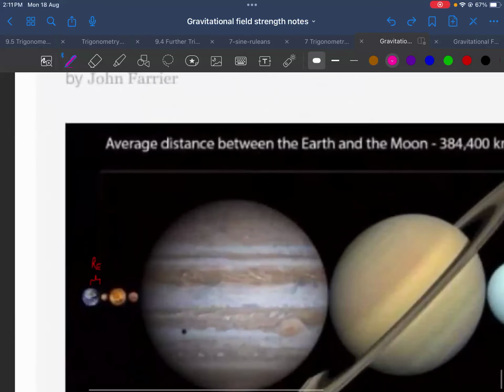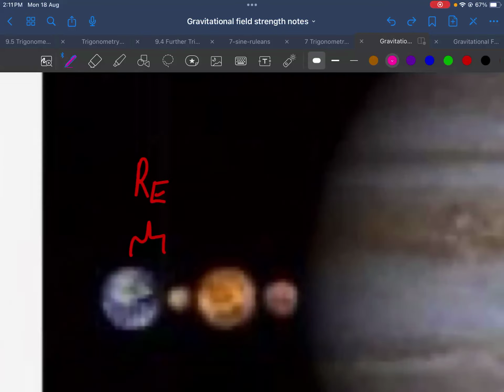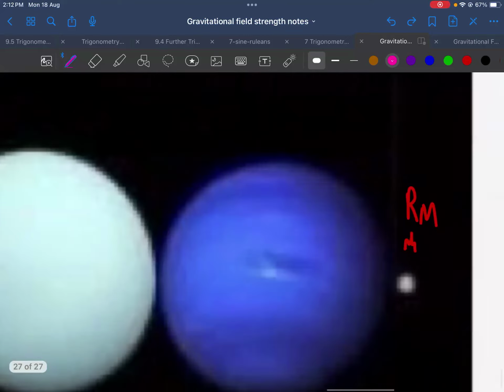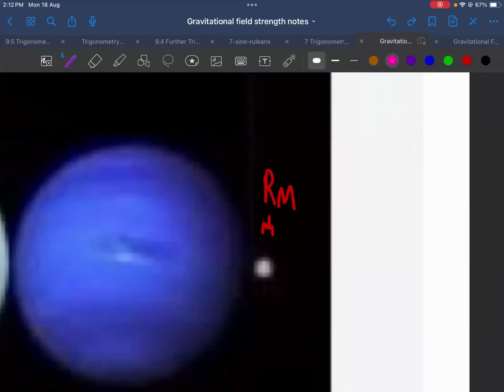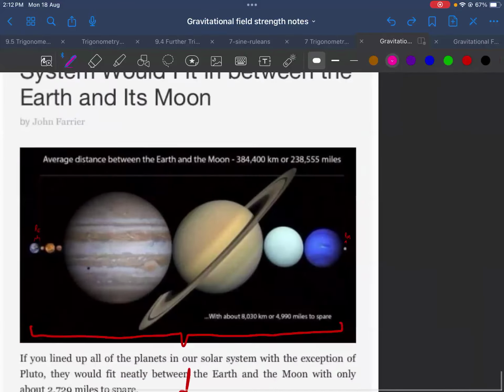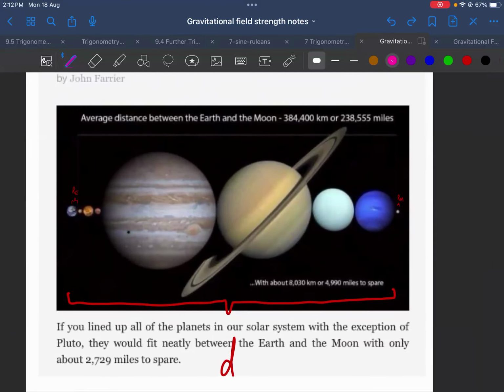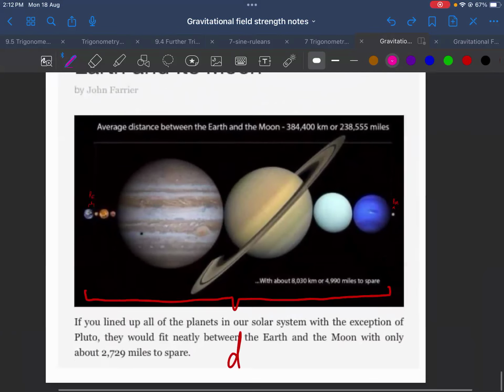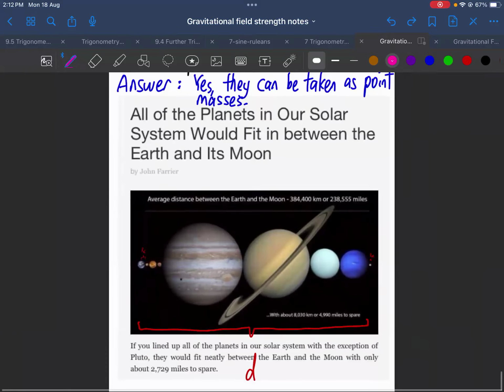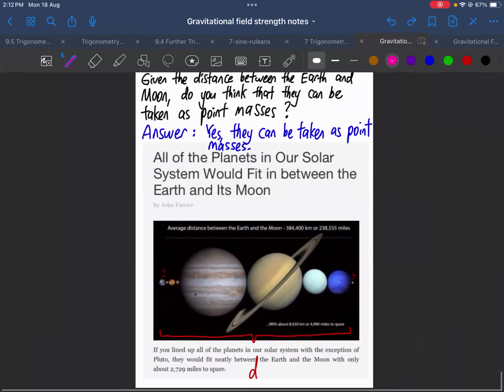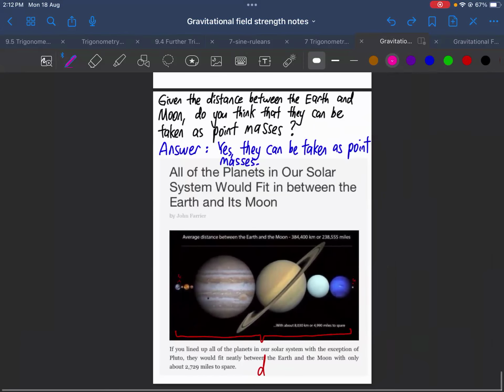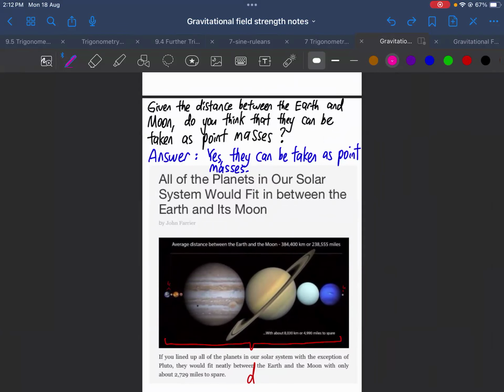By the way, if I zoom in, you could see that I label the radius of the Earth here. And if I zoom in, you could see that this is the radius of the Moon. So do you believe that the distance between them is indeed so much greater than the radius of the Earth and the Moon? So yes, the Moon and the Earth can be really taken as point masses. According to this scale diagram, they really look like point masses.